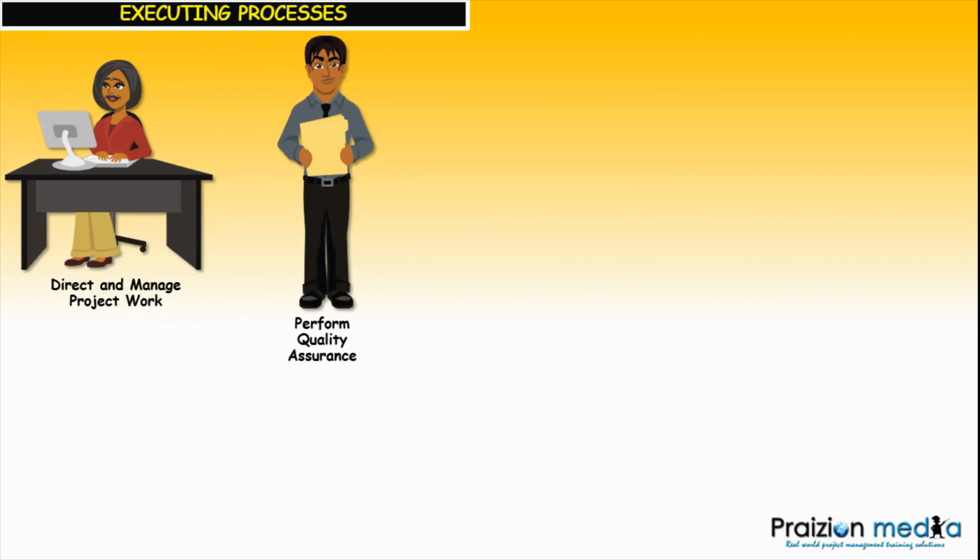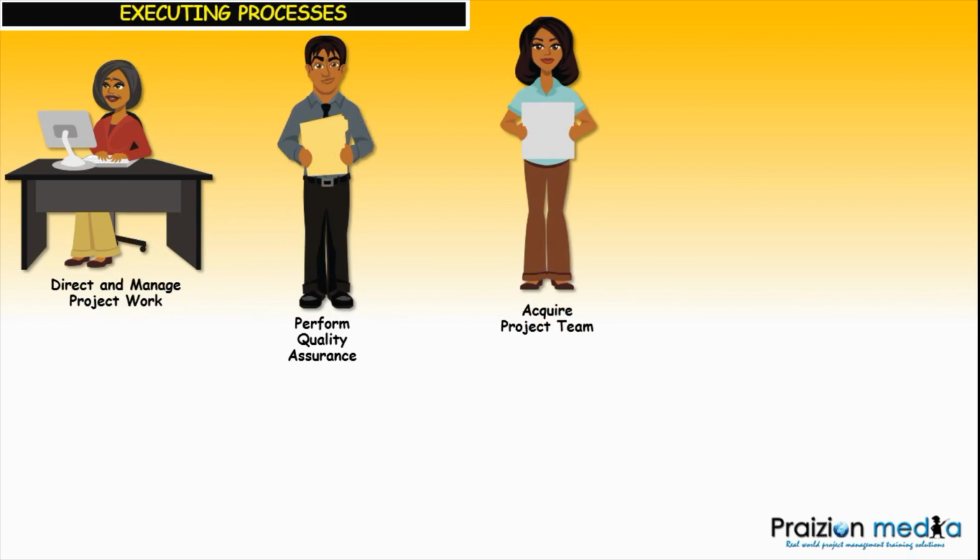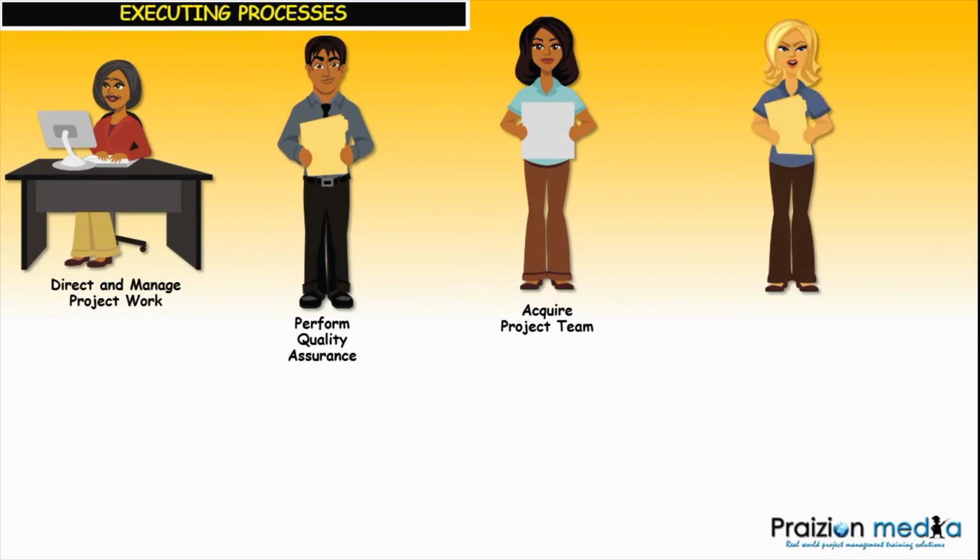The next process here is perform quality assurance. This is where the project manager and the team should be checking the process, checking the work procedures to make sure the work is being carried out the right way. The next process is acquire project team, which speaks for itself. This is where the PM is engaged in acquiring the project team from functional managers or external to the project.